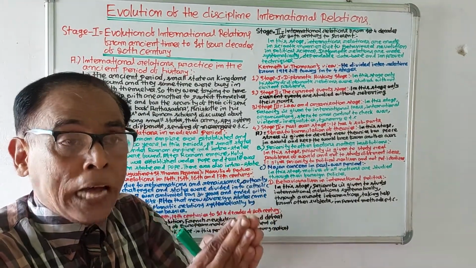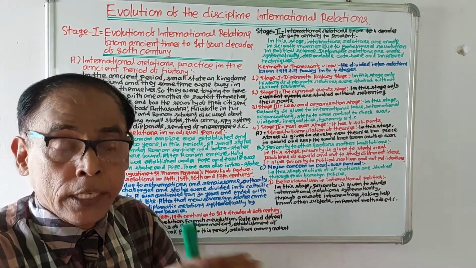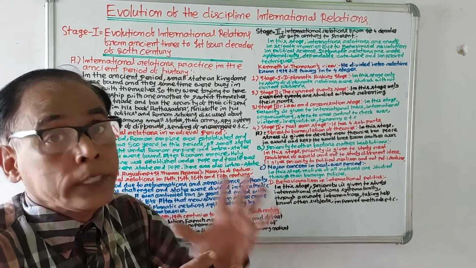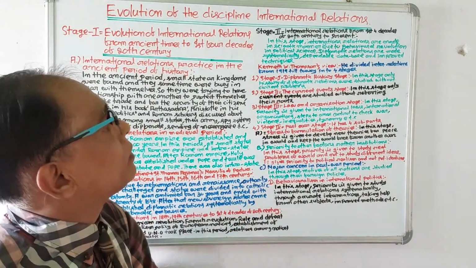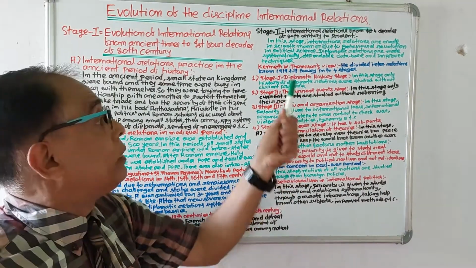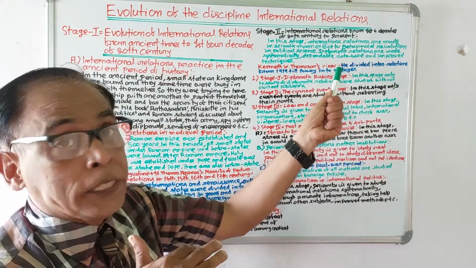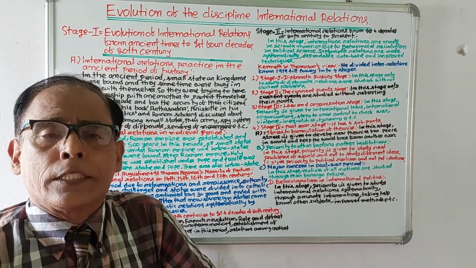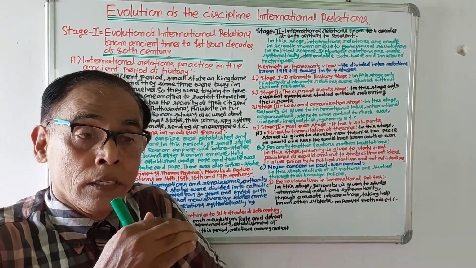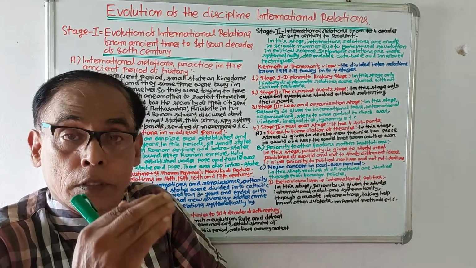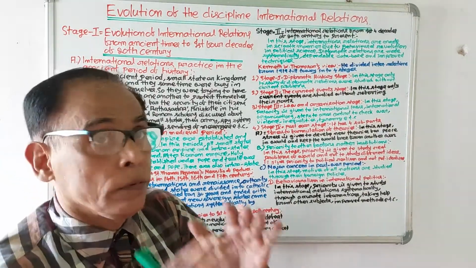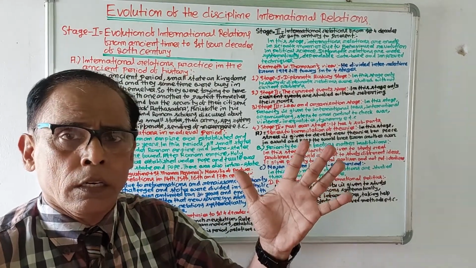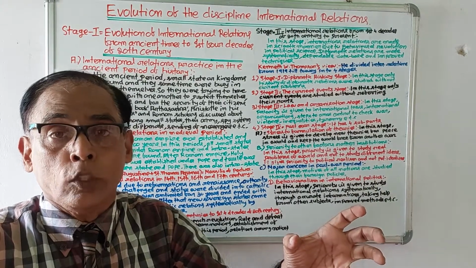So from the past four decades of the 20th century till today, international relations became more refined due to the behavioral revolution. International relations are made systematically on the basis of dependable data and improved techniques. So this is all about the development of international relations from the ancient period till today, which we have divided into two parts.